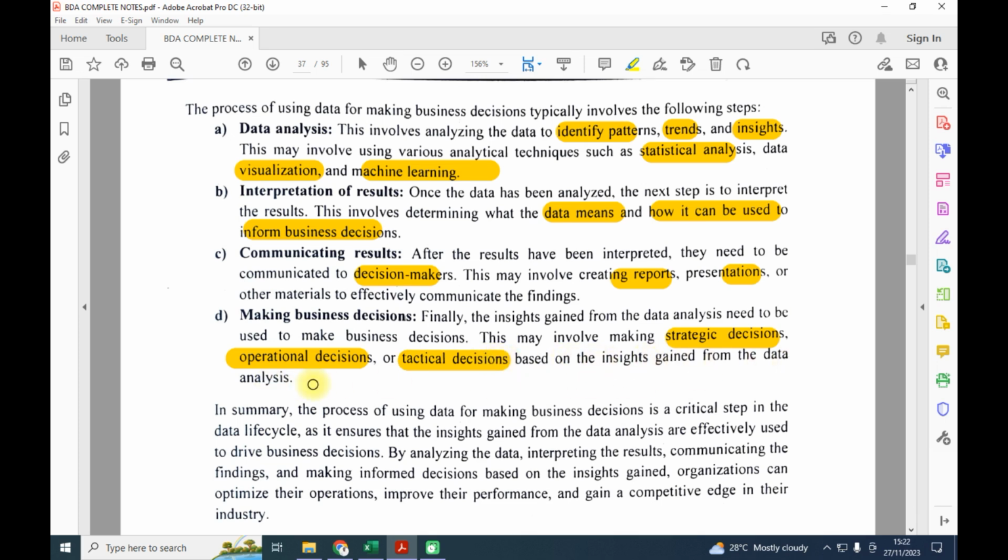So this is the end, whereby now you are making the decision to improve your strategic decisions. Either it's the operational decision, we need to improve on our efficiency, cut on cost. Tactical decisions, the tactics that you are dealing with. Remember, all these decisions are being made by the top level management in the business, and they are using the data, the results of the data that we have analyzed.